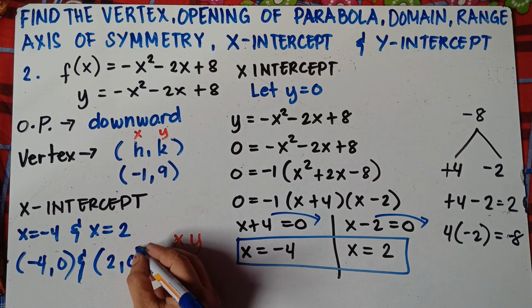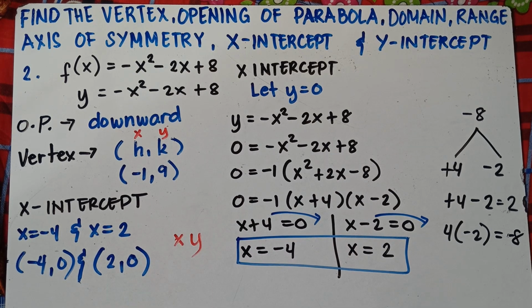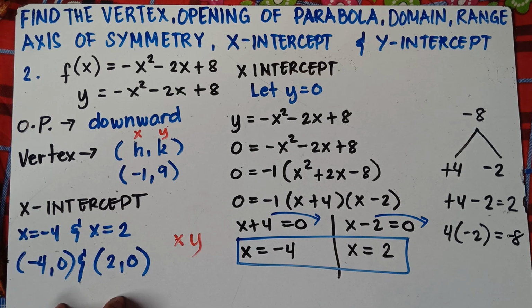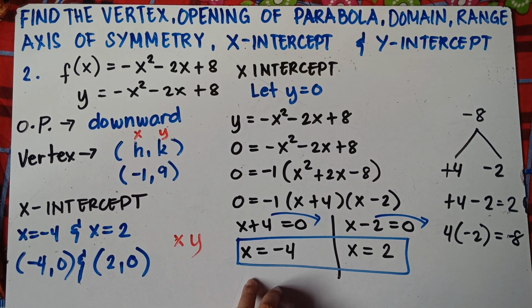Because there are some teachers, class, that advise you to write your x-intercept as ordered pairs. So that would be x is negative 4, then y is 0. x is positive 2, then y is 0. Therefore, when we graph this one, class, our graph will pass through these points. So we will check that later on with regards to our graph. Alright, so that's the x-intercept.